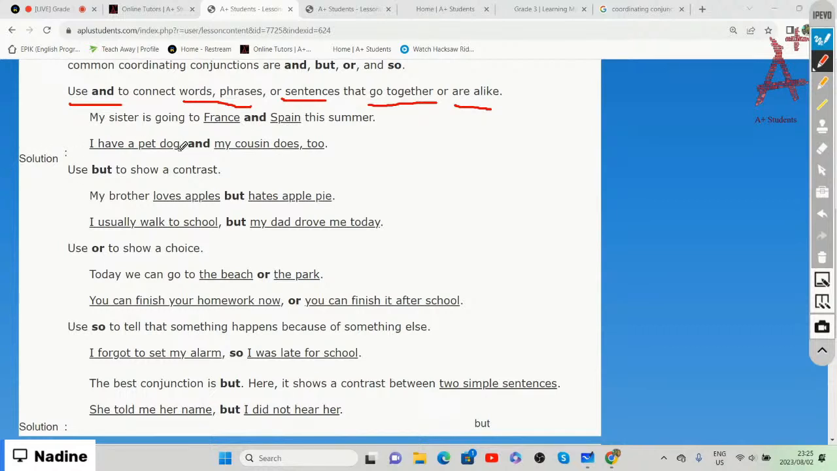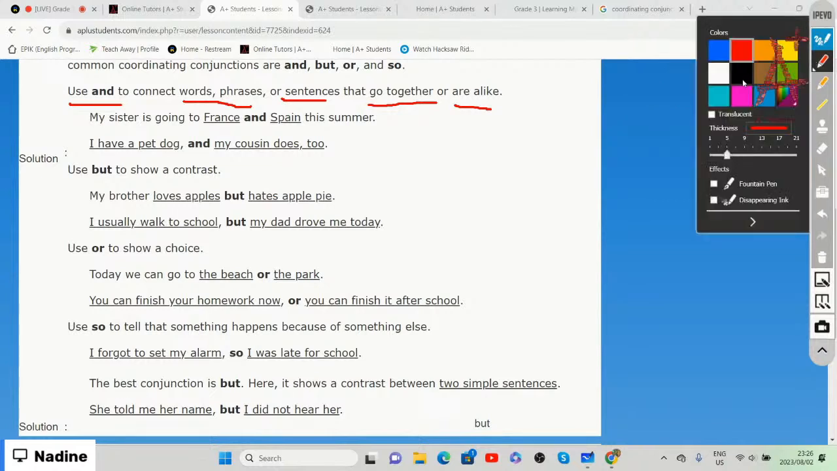I have a pet dog and my cousin does too, right? This means that it is basically alike. I have a dog, my cousin also has a dog, right? So both of us have dogs. So these two go together and they are basically alike. So that is and: it connects the words, phrases, and sentences that go together or that are alike.